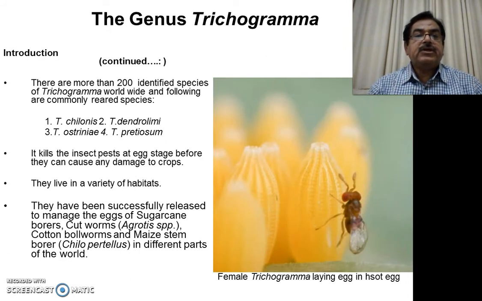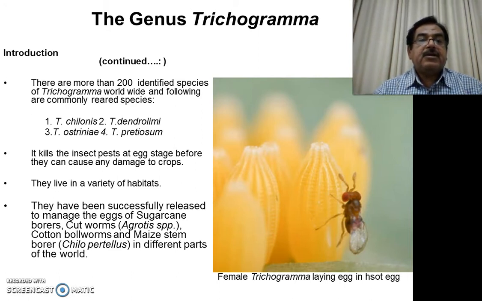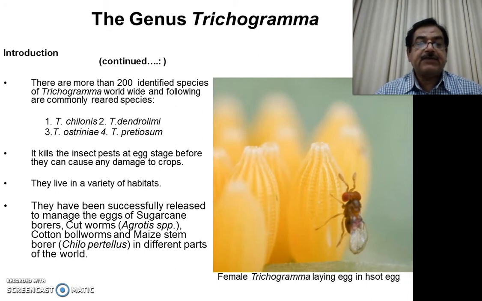There are more than 200 identified species of Trichogramma worldwide, and following are commonly reared species: Trichogramma chilonis, Trichogramma dendrolimi, Trichogramma australicum, and Trichogramma pretiosum. Trichogramma kills the insect pest at egg stage before they can cause any damage to crop. They live in a variety of habitats. They have been successfully released to manage the eggs of sugarcane borers, cutworms, cotton bollworms, and maize stem borers in different parts of the world.